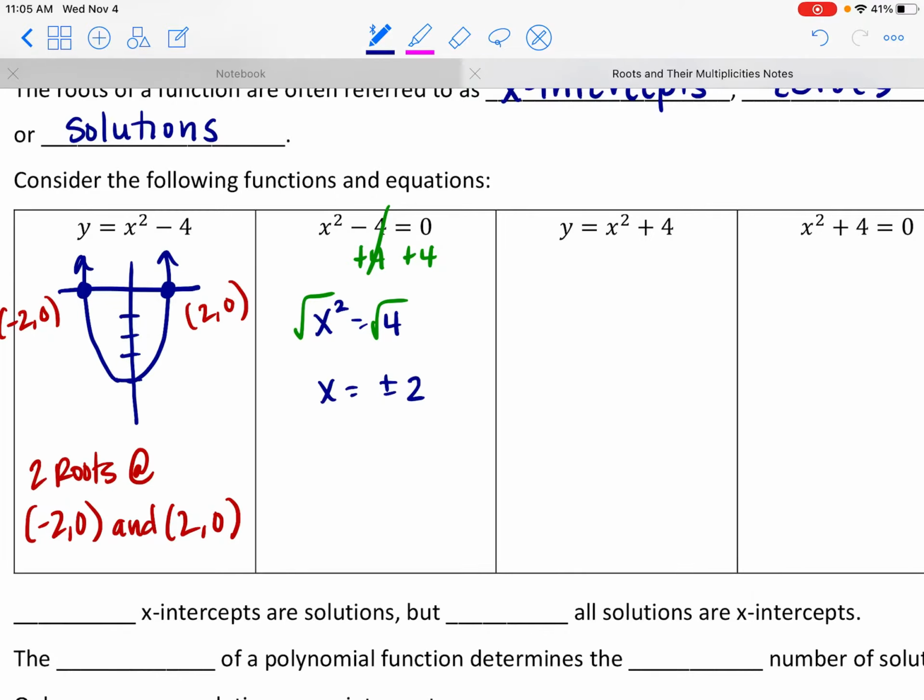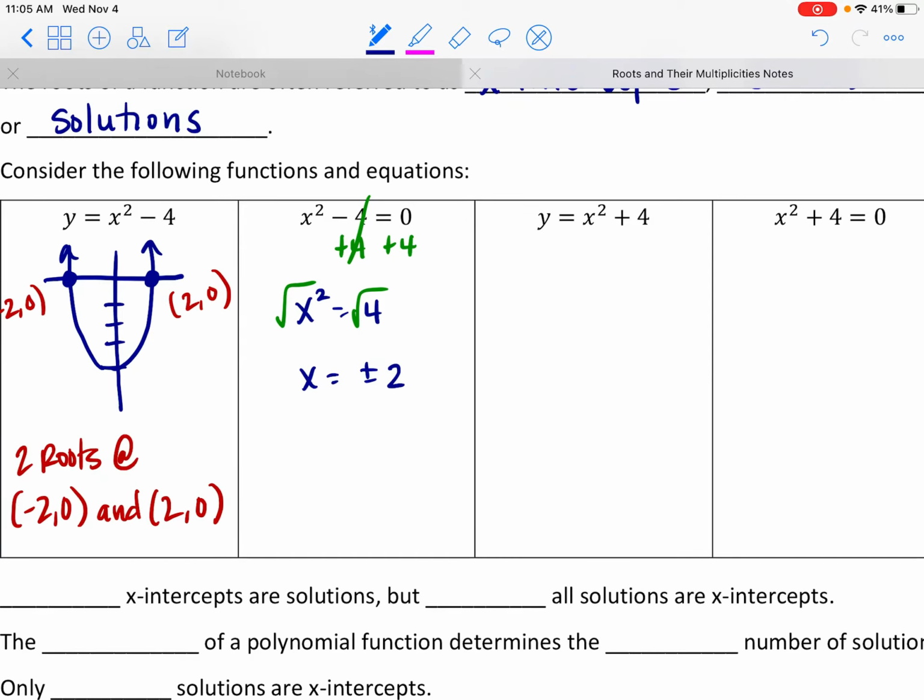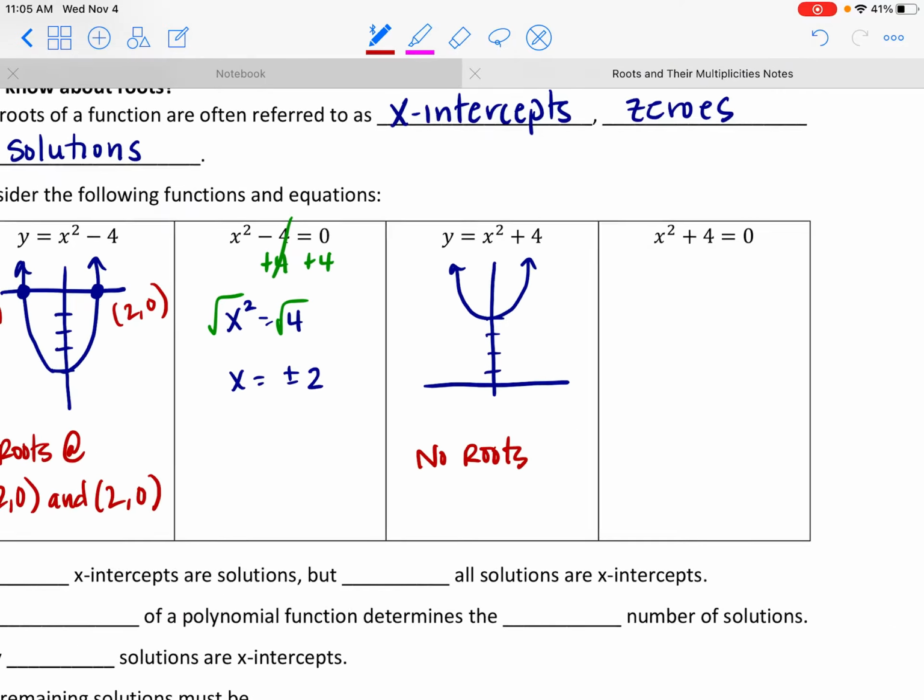Now, here's where it gets interesting. Let's look at y equals x squared plus 4. Y equals x squared plus 4, again, is our parabola, but now it's shifted up 4. So if our parabola is shifted up 4, 1, 2, 3, 4, and we know it's opening up, then where is it going to cross the x-axis? Well, it's not. So we have no roots here. Does that mean that our equation has no solutions? Not necessarily, it just means something different is going to happen with their solutions.